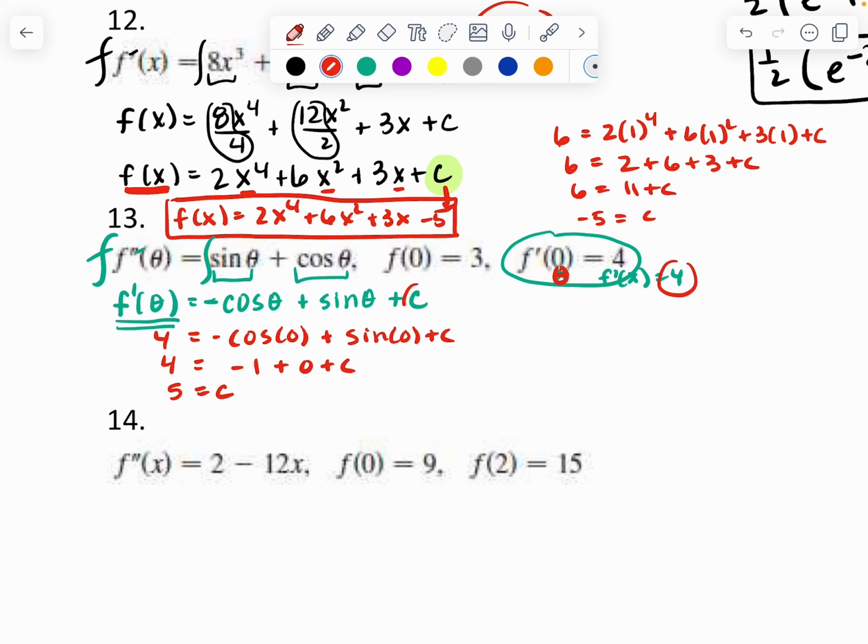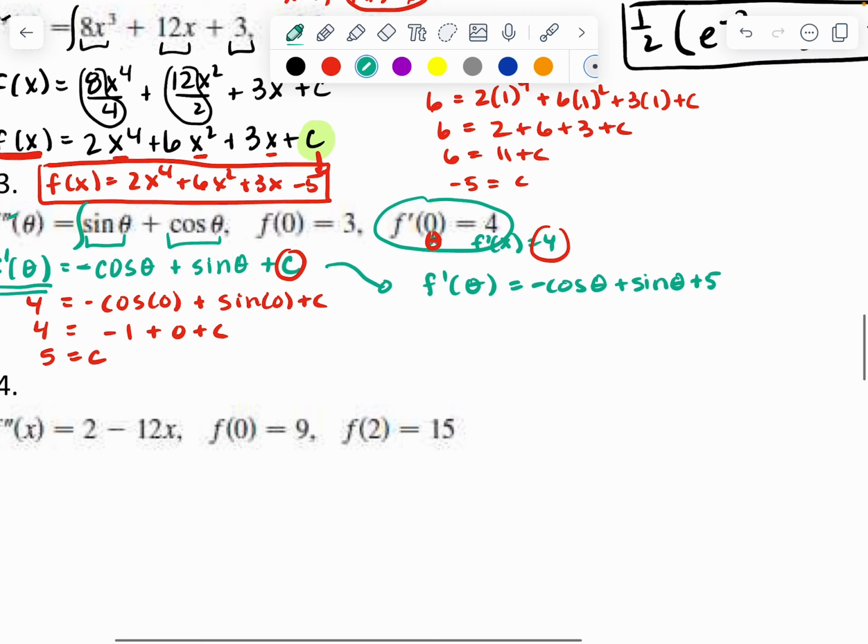Okay, so let's go ahead and replace that with a 5 and see what we get. So my new function now is f prime of theta equals negative cosine of theta plus sine of theta plus 5. All right, not quite done yet though. I want the original function, which is f, not f prime. So I'm going to integrate this again. An integral and a derivative cancel out.